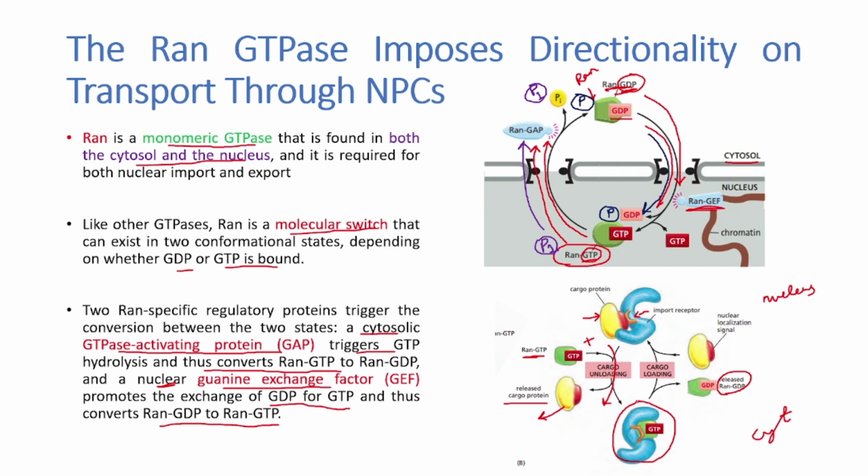So this process can take place in the reverse direction also. Suppose you have to transport some cargo protein from the cytosol to the nucleus. What will happen? The complex of the cargo protein and the receptor will bind with the Ran GTP, and it will get translocated from the cytosol to the nucleus, and then the cargo protein will be released within the nucleus. Ran GDP will be converted to Ran GTP because it is within the nucleus, and the import receptor will also be released.